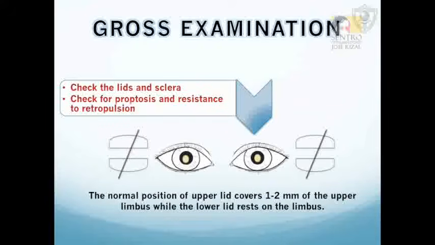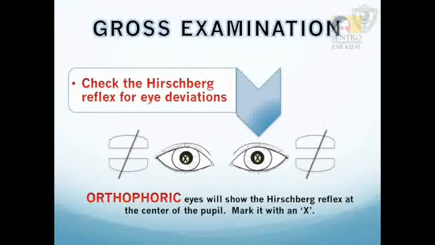Check the lids and sclera for any abnormalities. Also check for proptosis and resistance to retropulsion. The normal position of the upper lid covers 1 to 2 millimeters of the upper limbus, while the lower lid rests on the limbus. Check for the Hirschberg reflex for eye deviations by shining the light. Orthophoric eyes will show the reflex at the center of the pupil, marked with an X.